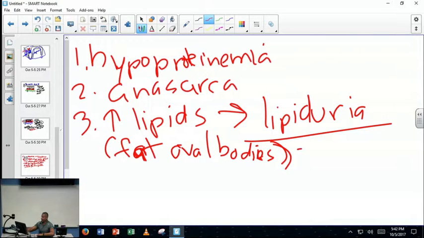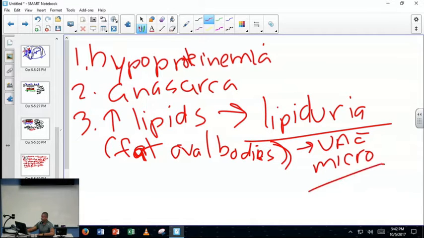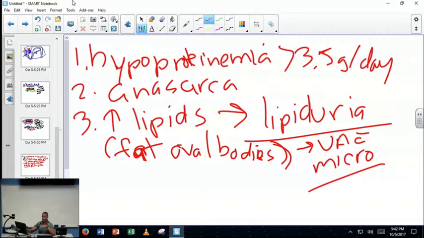So your urinalysis with microscopic, UA with microscopic, is going to show fatty oval bodies. So far, these are the hallmarks of nephrotic syndrome: proteinuria greater than 3.5 grams a day, anasarca, increased lipids. Now you guys understand why all this is happening, right? So your liver's trying to compensate.